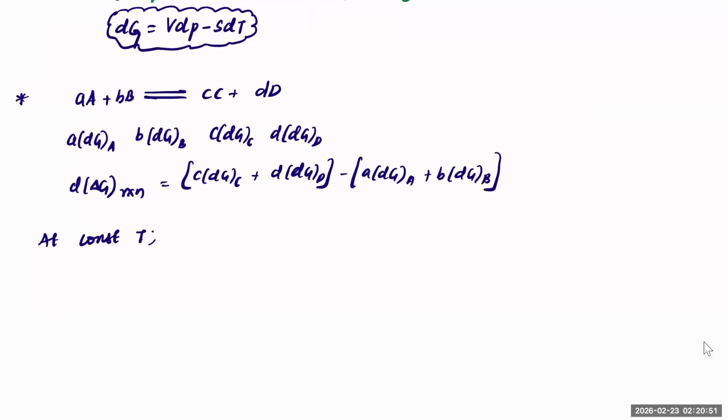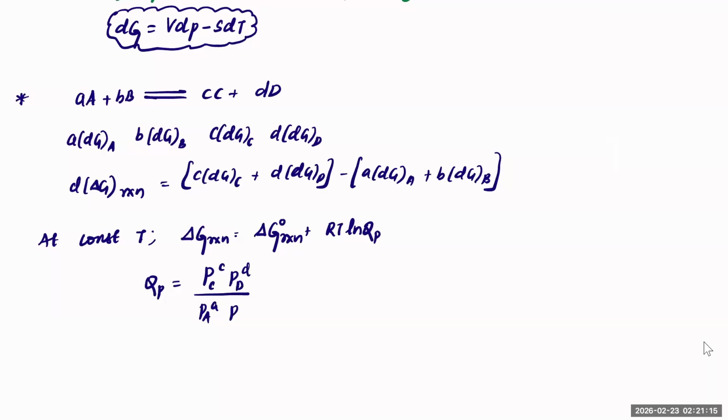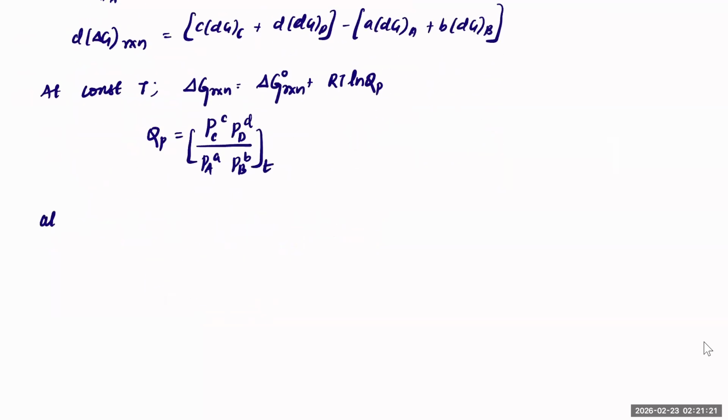Then I'll get delta G of the reaction is equal to delta G naught of the reaction plus RT ln Q. And Q here is QP. QP here represents the partial pressure of C raised to the power of C, D raised to the power of D, partial pressure of A raised to the power of A, and B raised to the power of B at any time t.